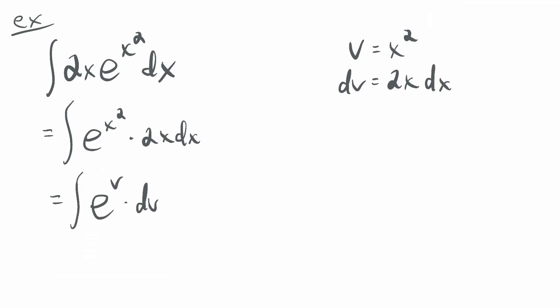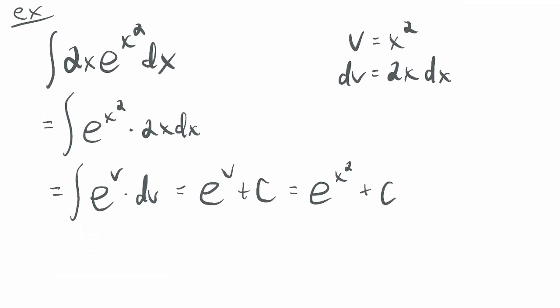Okay, and that of course is not a hard antiderivative, e to the v plus c, and then I can put x squared back in. So e to the x squared power plus c.